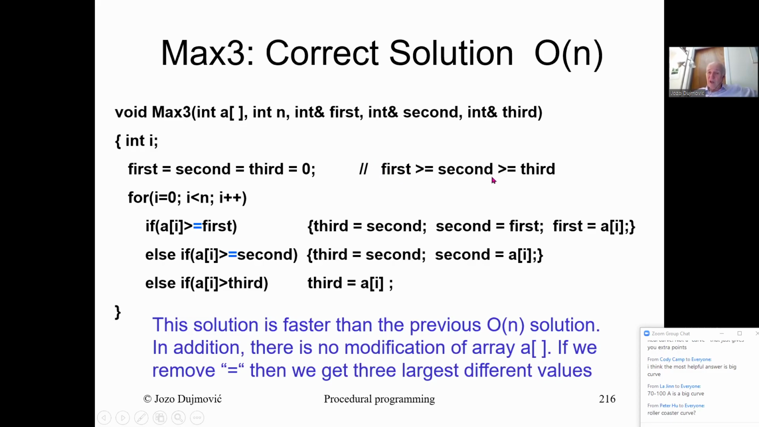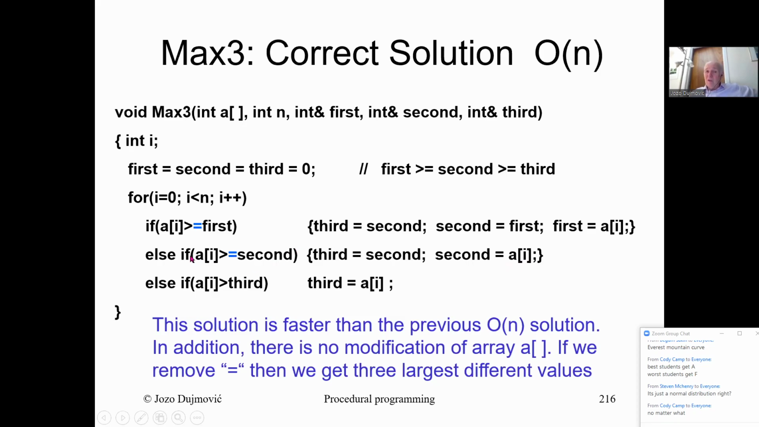Well, I'm going to have the new first value. So first, the second has to be moved to third. And then first has to be moved to second. And then the new winner has to be stored in first. So if A of i is greater than first, then third is second, second is first, and first is A of i. And this is done. However, the number that I'm testing can be between first and second. So if it is not greater than first, but it is greater than second, then it is between first and second. Then I have to put second into third, and the new second is going to be A of i.